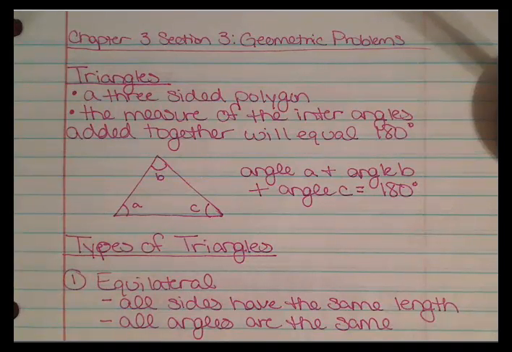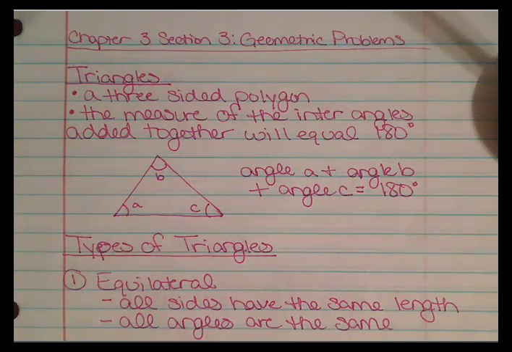Today we will be in Chapter 3, Section 3, Geometric Problems. The first part of your notes for this section will be about triangles, and then I'm going to open up a handout from Chapter 2, Section 6, and that will have a table that'll be the second part of your notes. And then after that there's another handout for the actual homework problems for this section that we will work through together. So first, let's talk about triangles.